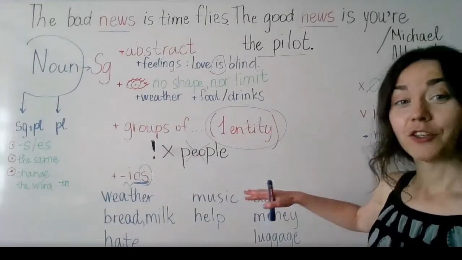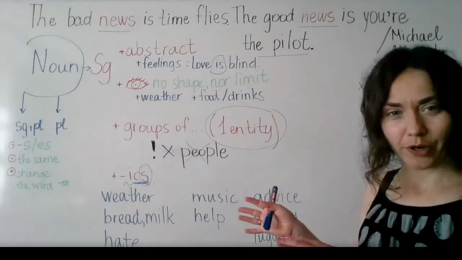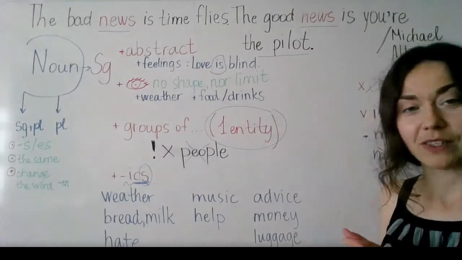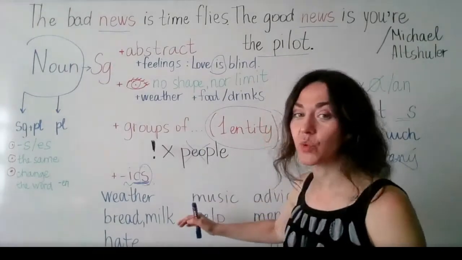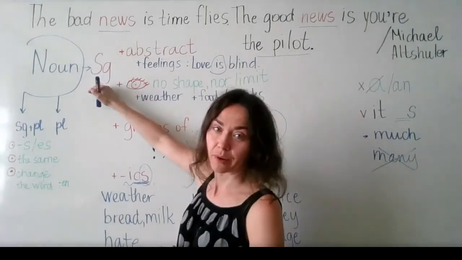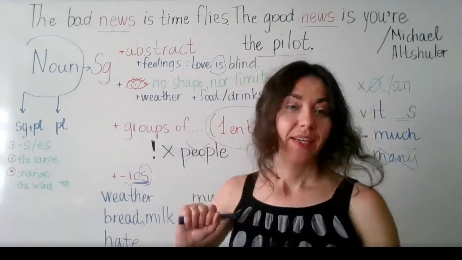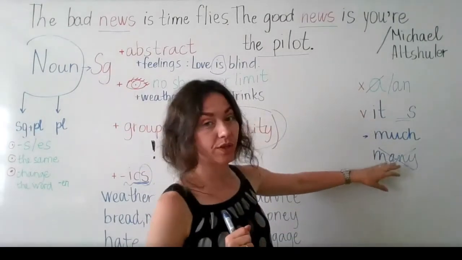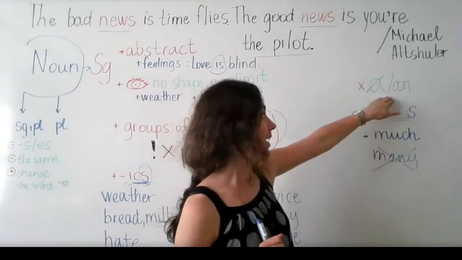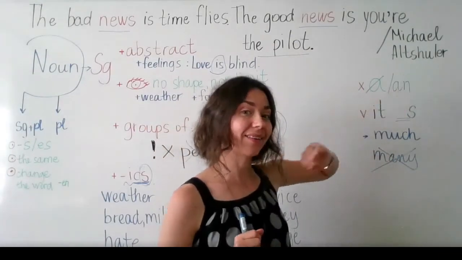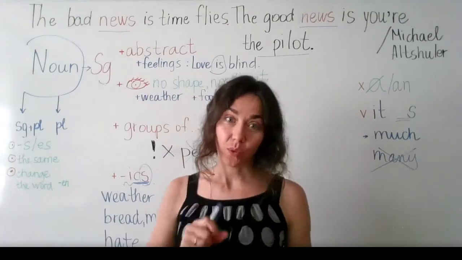You can make your own sentence using some other words. The only thing that matters is that you remember that these words are always in singular form. You cannot make any plural form of these words. You never use many with these words, you use much. And you do not use a or an, these articles, with these words.